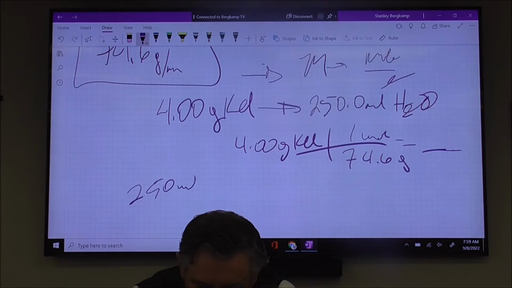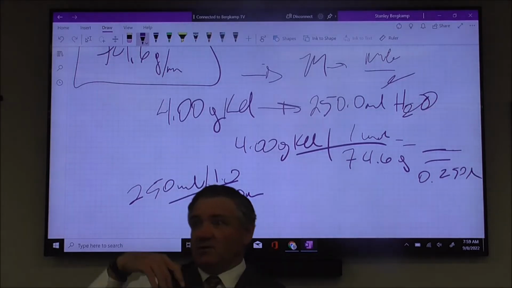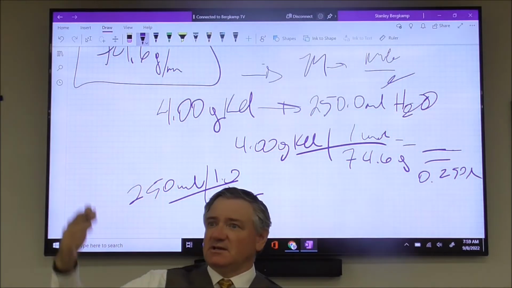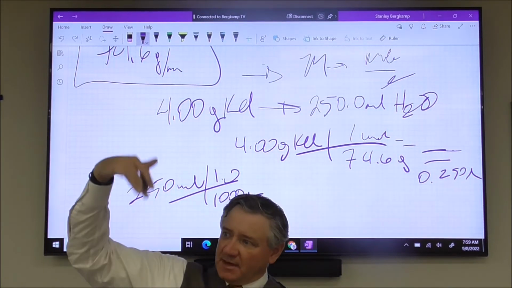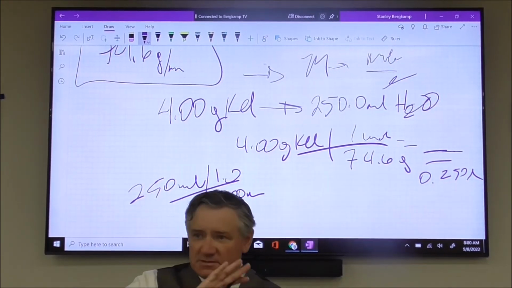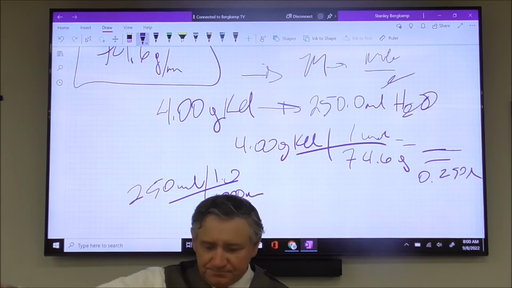You know, there's 250 milliliters. Well, there's 1,000 milliliters in 1 liter. That becomes 0.250 liters. So I'm going to take 4 divided by 74.6, get the number of moles, divide that by 0.25, boom, there's my molarity. Okay? Second type of problem you've got to be able to do without a thought.